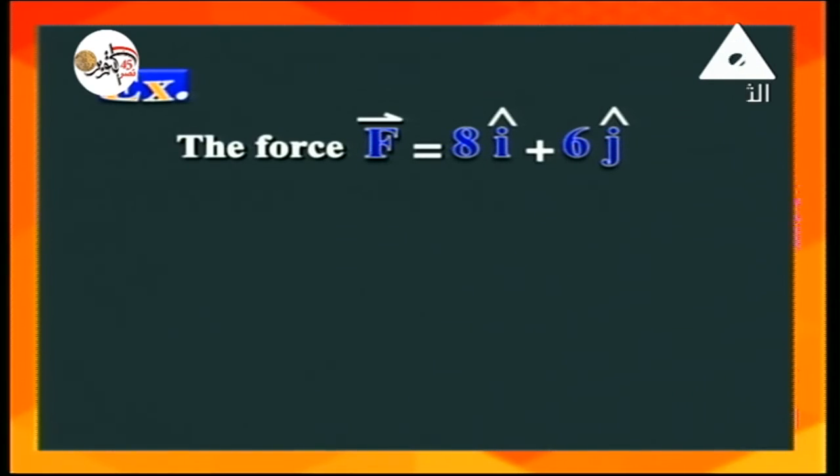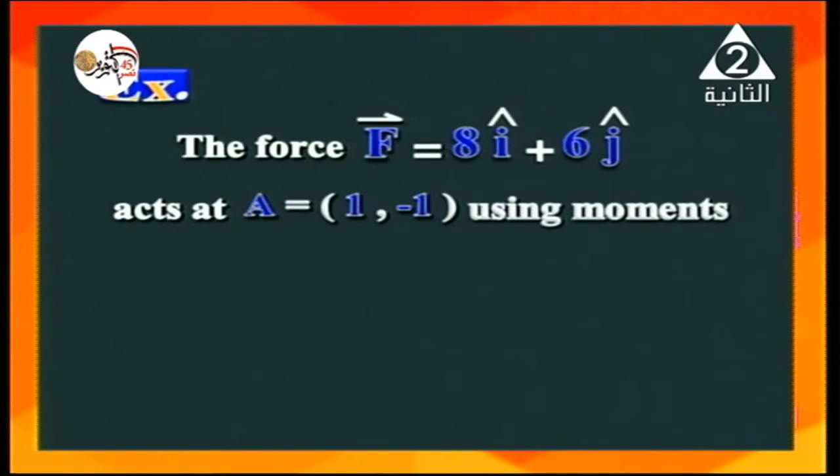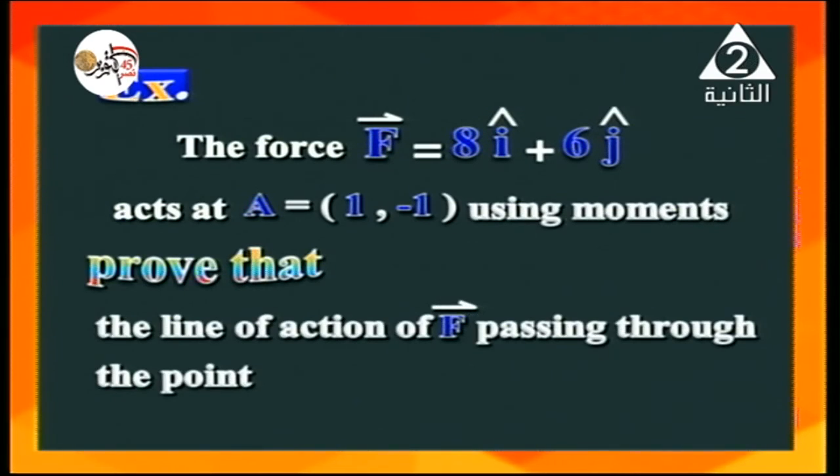We study the fundamental vector in first secondary. We can put the force as 8i plus 6j, or the ordered pair (8, 6). The force F acts at point A (1, -1). Using moments, prove that the line of action of the force F passes through the point B (-3, 2).